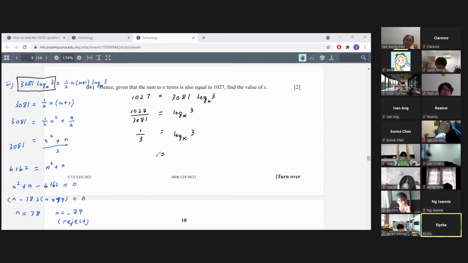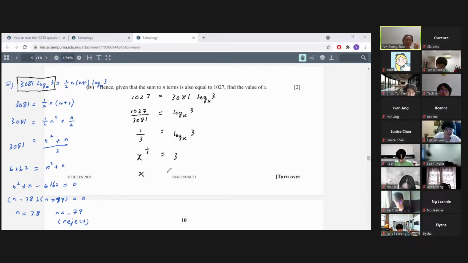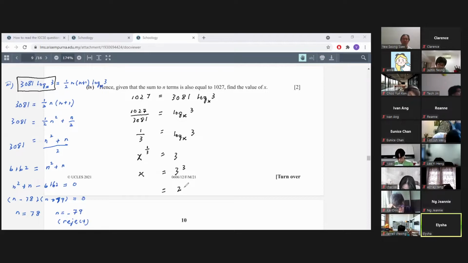Power of 1/3 equals 3. X equals... the power being over this side. This side is 1/3. When you bring it over this side, it becomes to the power of 3. If this one is square root, then you bring it over and it becomes square. This one is cube root, you bring it over and it becomes cube. So the answer? 27. Yes, 27.